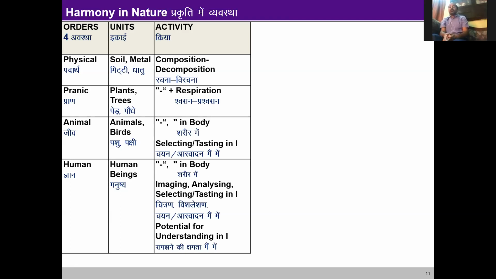Now the fourth, that is the human order. So what kinds of units are there? It is the human beings. And what kinds of activities are over there? Undoubtedly, it is composition, decomposition, respiration, okay, and selecting and tasting. But apart from that, we have analyzing, we have imagination, we have the desire and thought. This is what we have already gone through. So these kinds of activities are already present in the human beings.